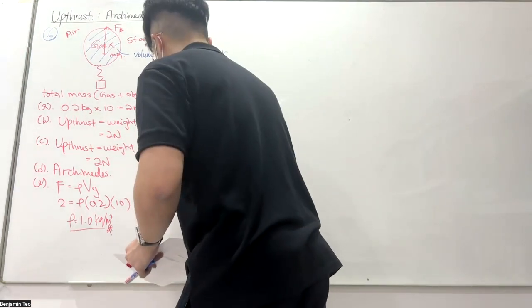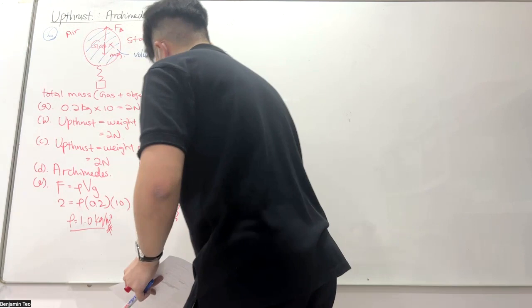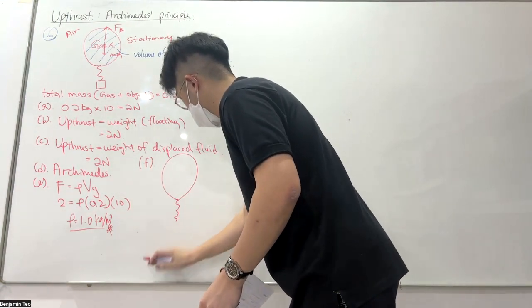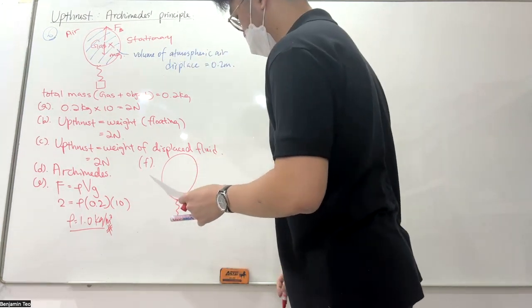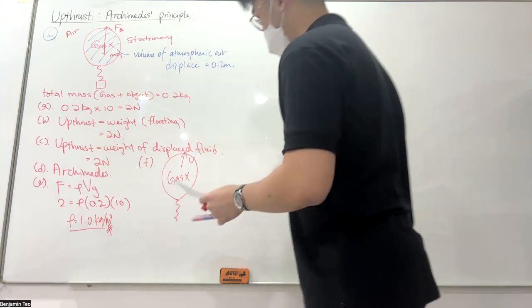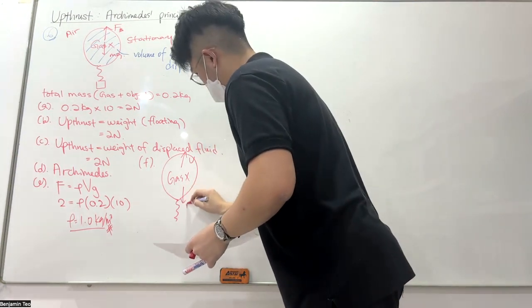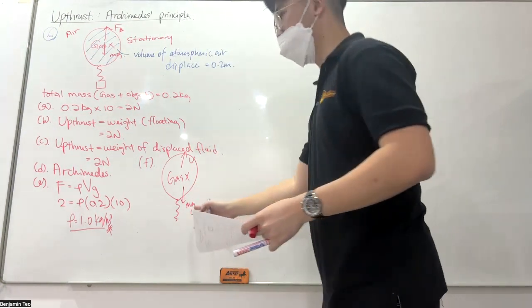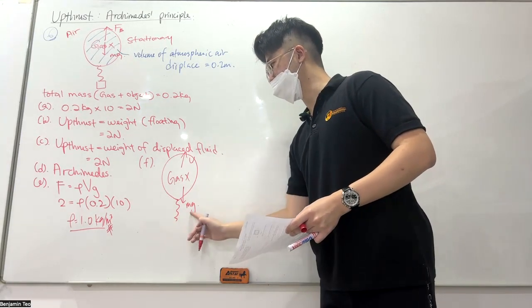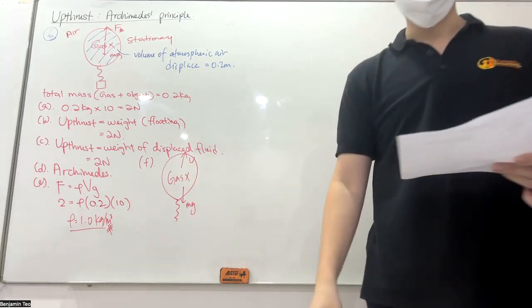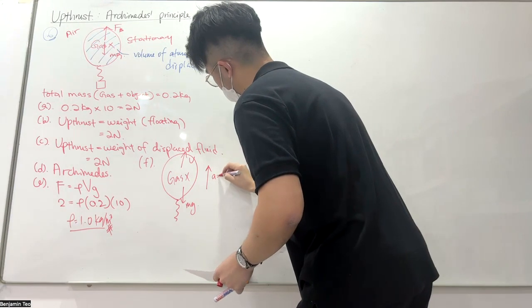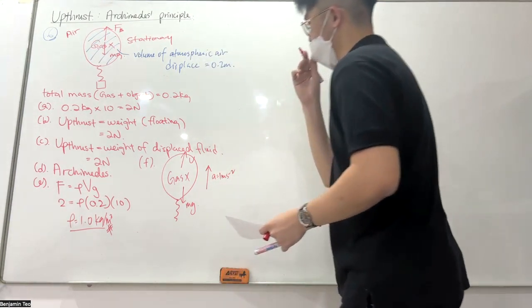When the string snaps, let me sketch the force diagram. The weight of the load is gone. Now, what are the forces acting on the balloon? We have upthrust, and then you have also mg. The mg has changed because there is no more load; this is the mg of the gas X. It accelerates upward with an acceleration of 1 meter per second squared.